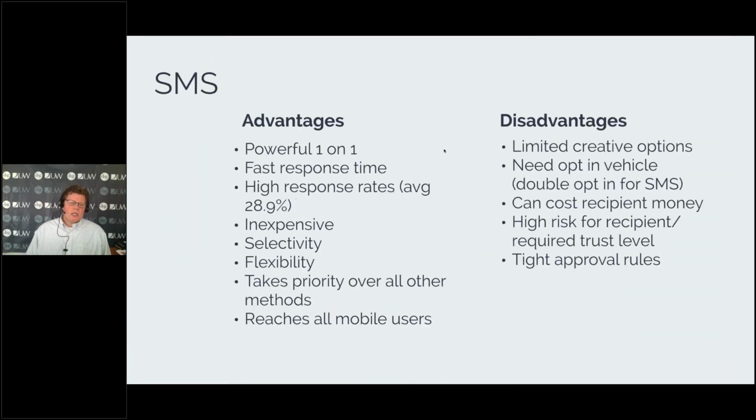Next one is text messaging. Text messaging has been used very successfully for appointment reminders and things of that nature. However, we're starting to see it being used more and more for direct marketing, but there are a lot of watch outs with it. First of all, incredibly fast response time. I'll show you some data on that in a minute. Very high response rates. We're averaging almost 30% response rates on interactive text messaging. Super inexpensive. It takes priority over all other methods. No matter what people are doing, if they get a text, they're looking at their phone. It's a problem, but it's the reality. So if we want to reach people, that's how we do it. We text them.